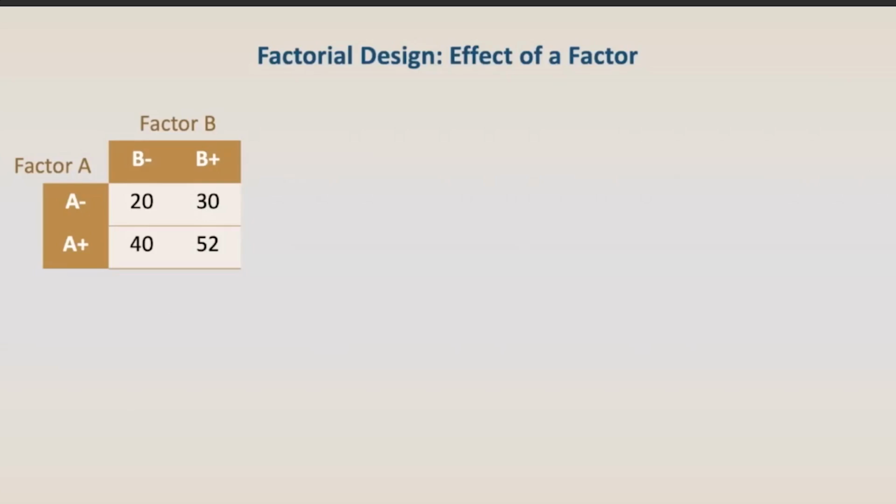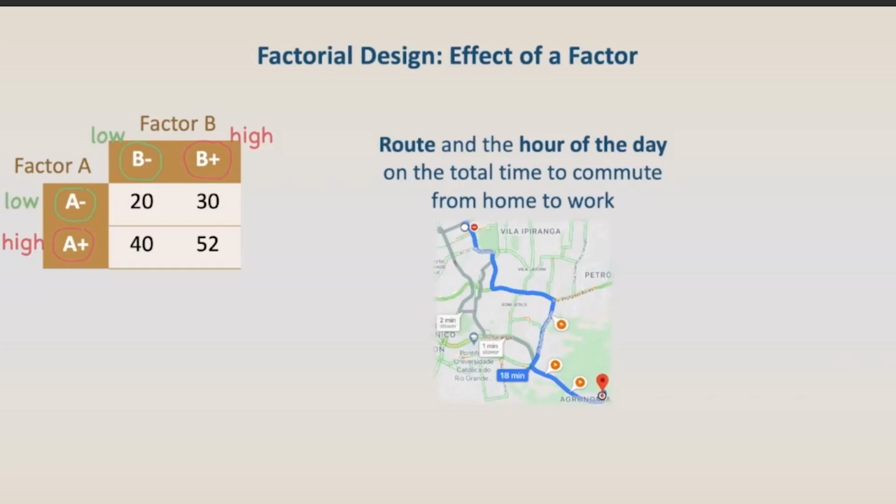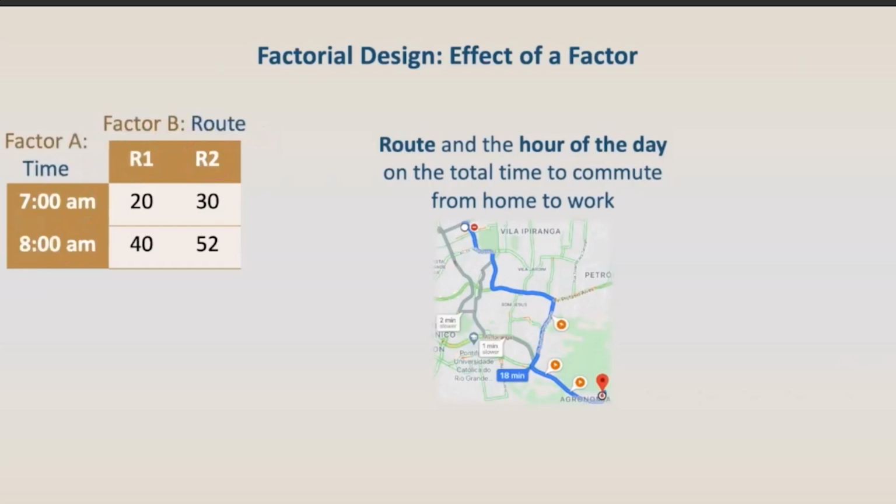Let's take a look in this example of a two-factor factorial experiment with both factors A and B being tested at two levels each. We call these levels low and high, and we use the minus and plus signs to identify them. To make it easier, let's take the example of the effect of the route and the hour of the day on the total time to commute from home to work. In this case, factor A is the time we leave home, which can be 7 a.m. or 8 a.m. Factor B is the route we take, R1 or R2. And our response is the commute time in minutes.